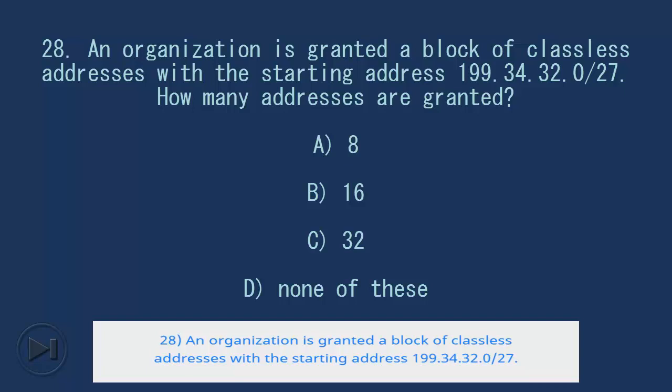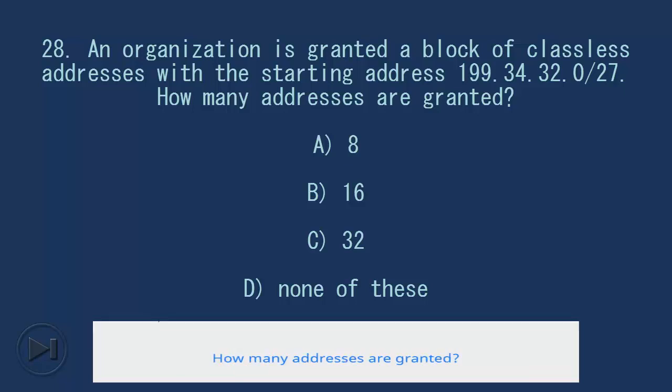28. An organization is granted a block of classless addresses with the starting address 199.34.32.0/27. How many addresses are granted? A, 8. B, 16. C, 32. D, none of these. Answer, C, 32.